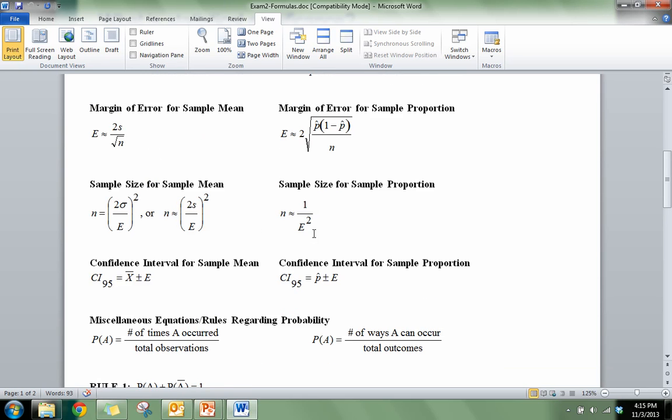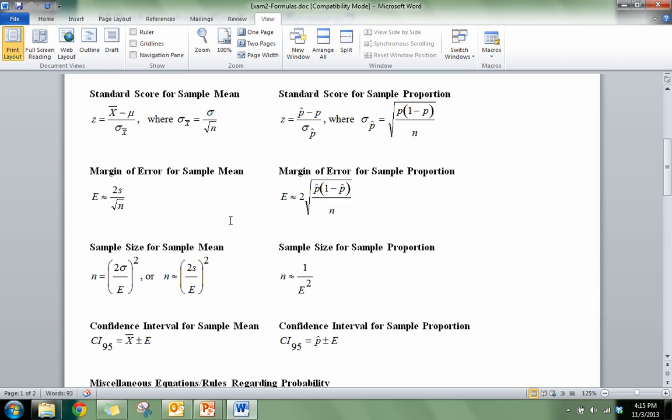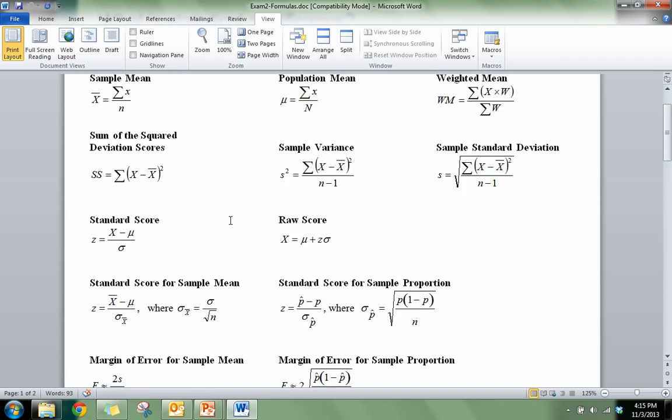If you're not able to identify what the symbols represent, like N represents a sample size, E represents error, S represents a standard deviation, then you're going to run into some trouble. So of course, be sure that you can identify everything on the formula sheet.